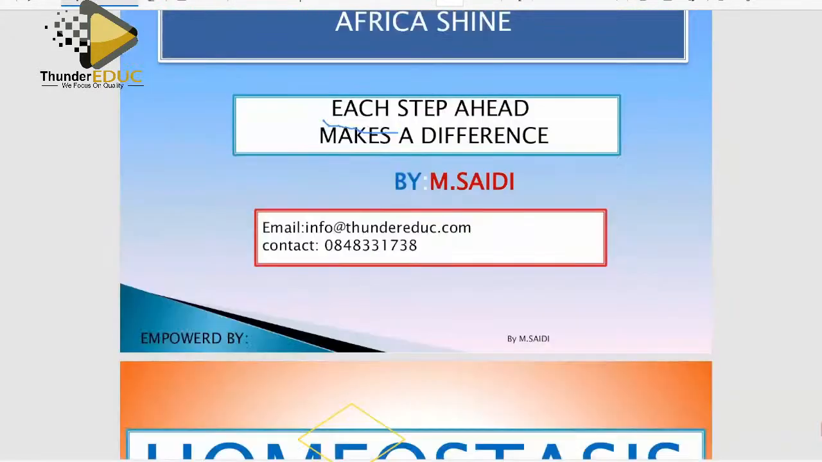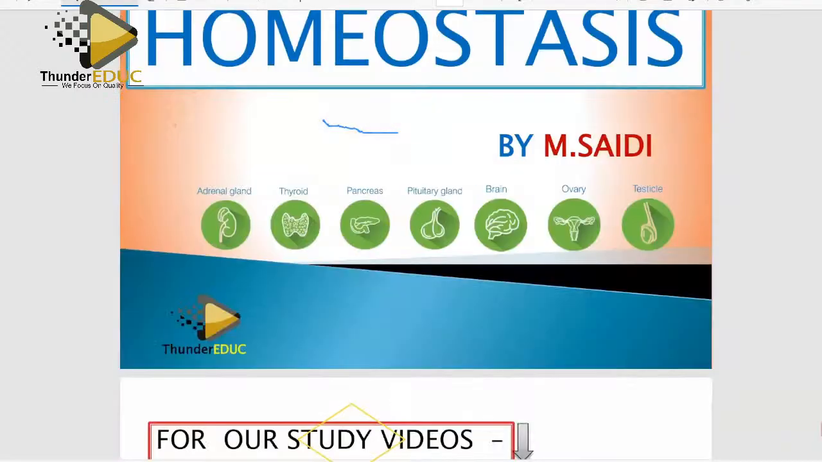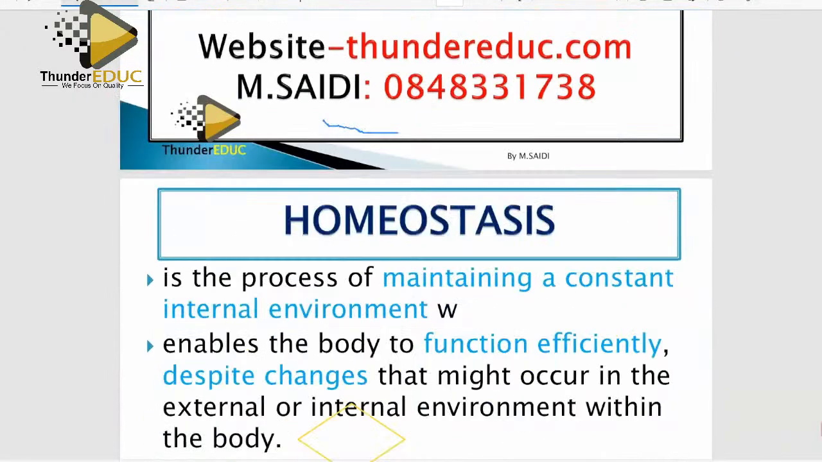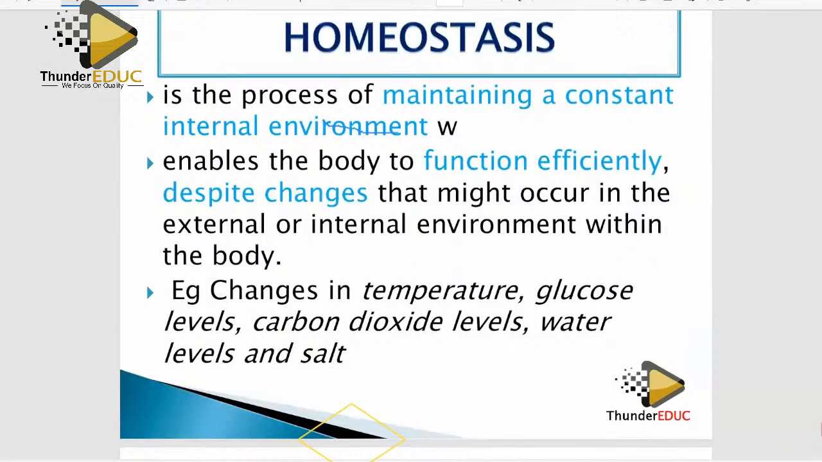Homeostasis. Meaning that we're going to talk about the same stories: keeping the internal environment constant, the process of maintaining a constant internal environment. Why do we keep it constant? So that there is effective functioning of the organs. If it's too much, it is a problem. If it's too low, it is also another problem.